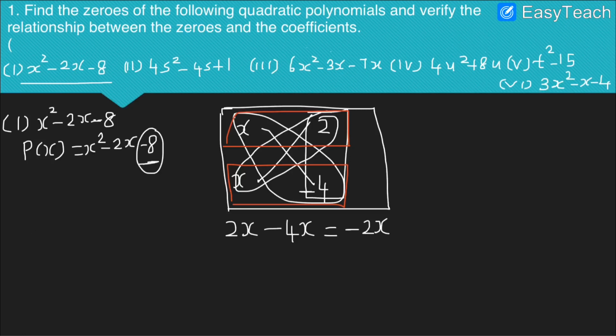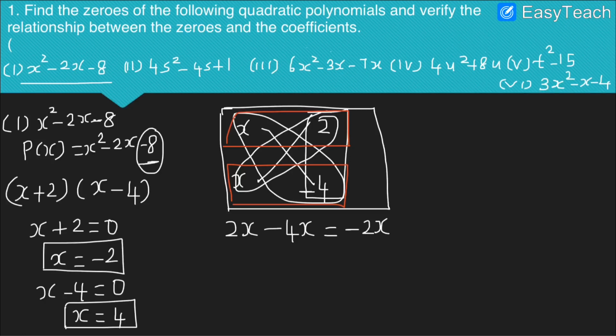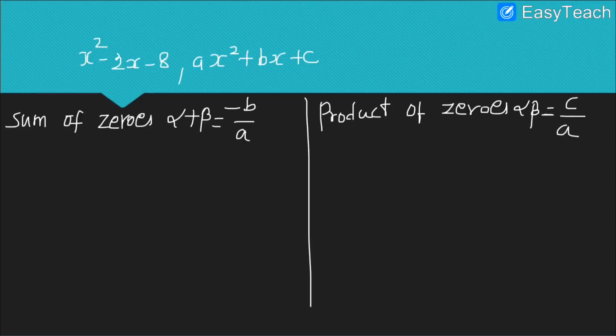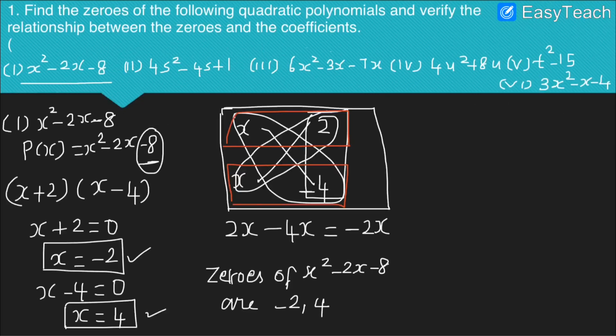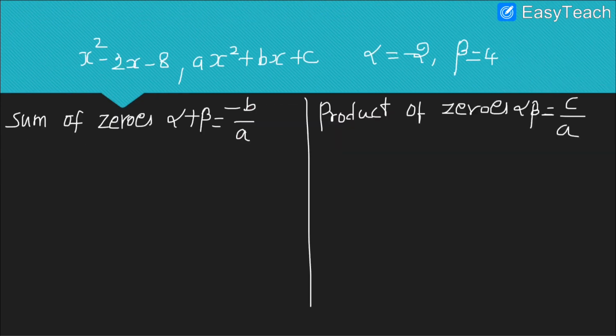Let me write. So I got the x values, 2 x values. These are the zeros of the polynomial x squared minus 2x minus 8. So the next part is the relationship between the coefficients and the zeros. Sum of zeros, alpha plus beta. We got alpha as minus 2 and beta as 4.